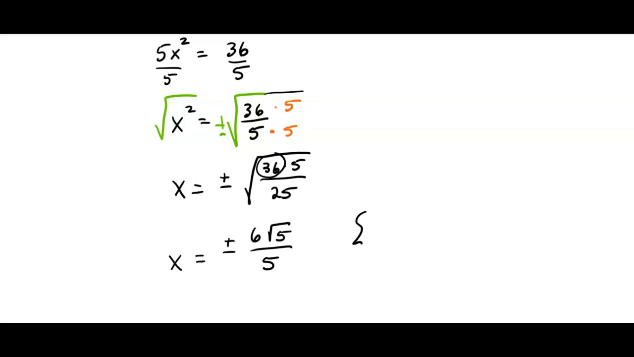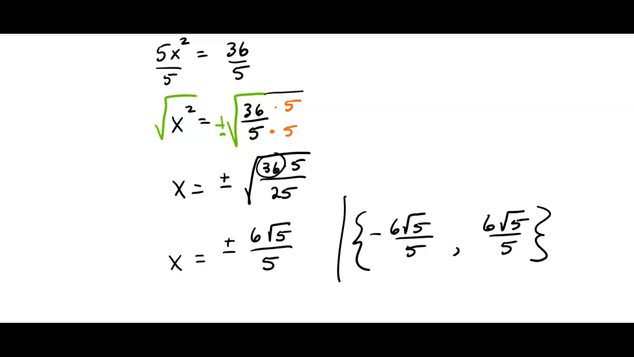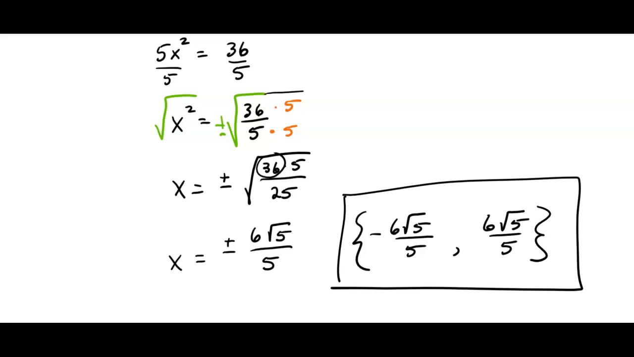So if they want them listed separately, it's going to look like the opposite of 6 square root 5 over 5, and 6 square root 5 over 5. So that goes back to how we rationalize a denominator. That was in chapter 8. Okay, there we go.